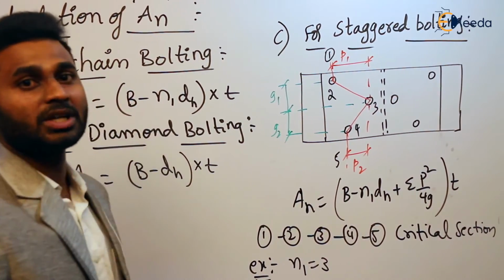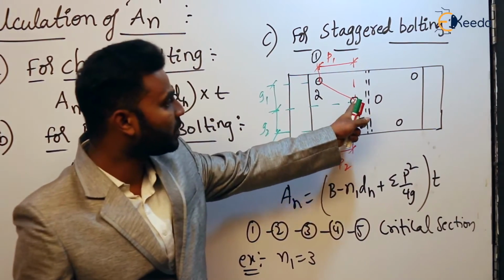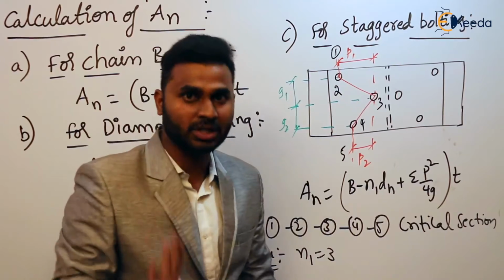So we have to take the summation. How many times we have to take the summation? That depends upon the inclined lines. Here, how many inclined lines are there? Two inclined lines. Those many times we have to take the summation.